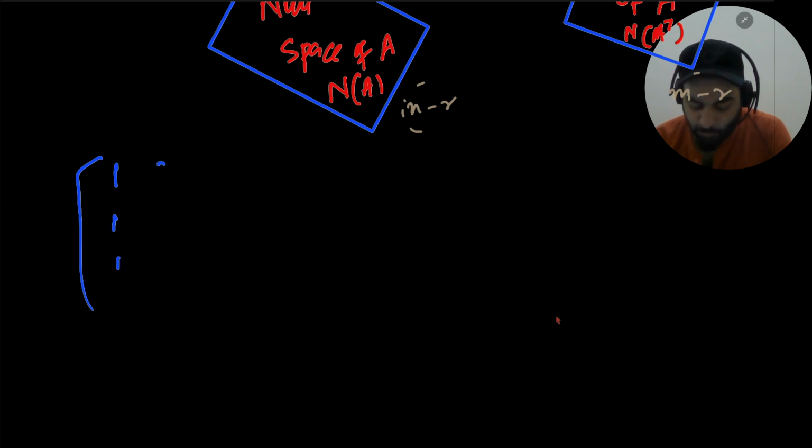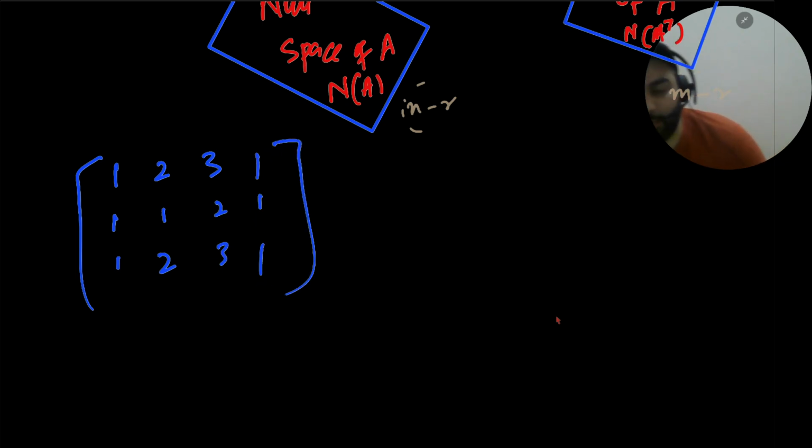It was 2 2 1. I think this was 3 2 1 2. Because we added these two columns that time, so this is 3 2, and this is 3 3 2 3 and 1 1 1. So this is what we had in the initial matrix.